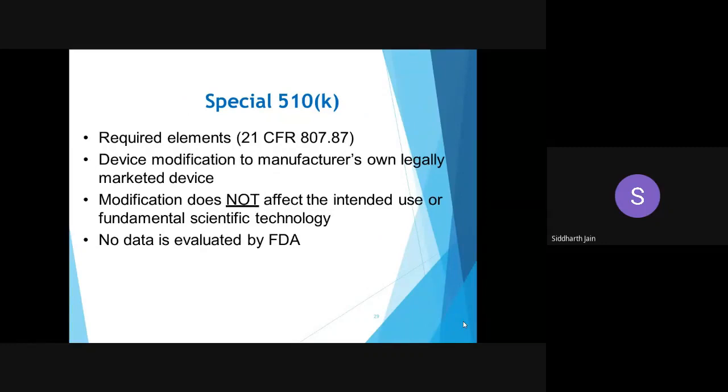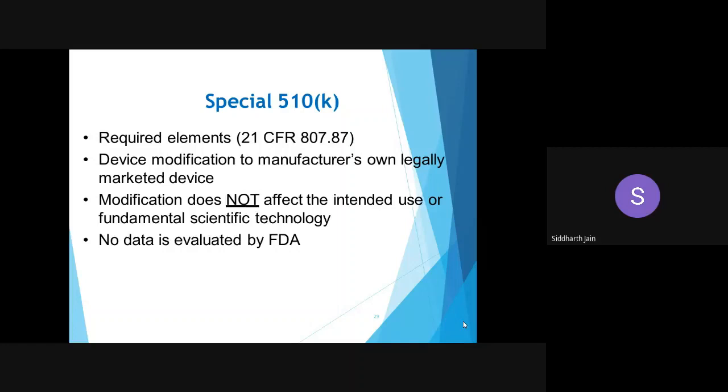The next slide. Now the third type is the special 510K, which again falls under the requirements of 21 CFR 807.87. It covers device modifications to the manufacturer's own legally marketed device. If you need to make modifications to your devices which are already marketed or cleared under a 510K, you can apply for a special 510K. The modification does not affect the intended use or fundamental scientific technology. If you make changes after you have got the 510K, but there is no modification in use, in that case you can go for a special 510K application.